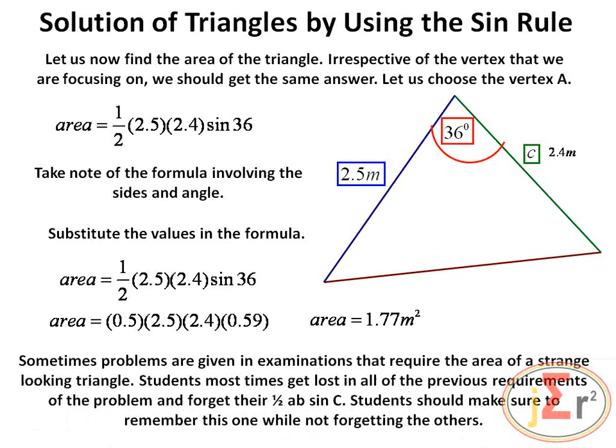Sometimes problems are given in examinations that require the area of a strange looking triangle. Students most times get lost in all of the previous requirements of the problem and forget their half AB sine C. Students should make sure to remember this one while not forgetting the others. So while not forgetting all the other family, you need to remember half AB sine C for the area of a triangle. And more importantly, half the product of any two sides multiplied by sine of the angle that the two sides form.